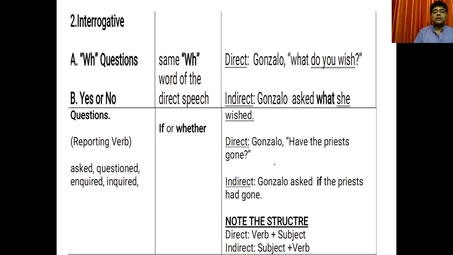Let's go over to another example. Interrogative sentence. If it is a WH question, I told you nothing to add. So, Gonzalo, "What do you wish?" Gonzalo asked what she wished. Remember, what she wished. So "do" has actually become "did". "Did" refers to "wished". Then, if it is a yes or no type of question, "Have the priests gone?" The answer is yes or no. Gonzalo asked if the priest had gone. "Have gone" has been changed into "had gone".